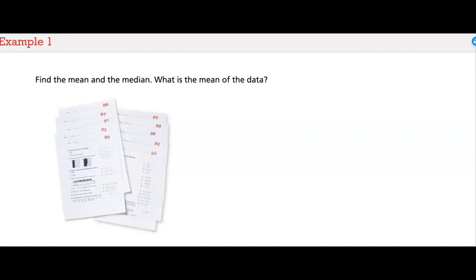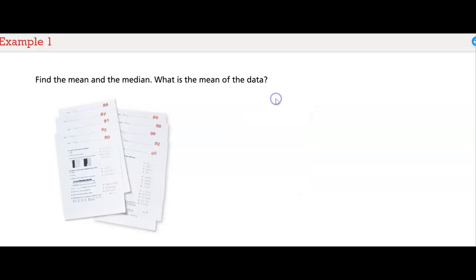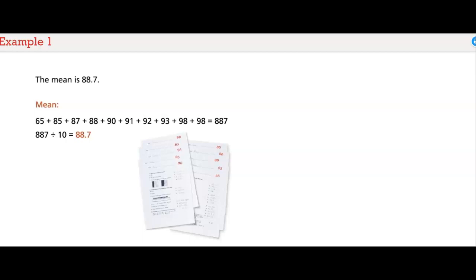What is the mean of the data? Select your answer. To find the mean, find the sum of the scores of Gary's quizzes. Then divide the sum by the number of quizzes, 10. The mean is 88 7/10.